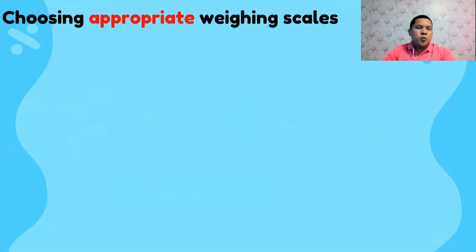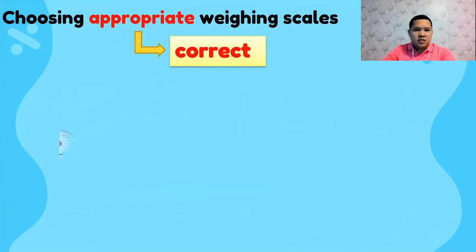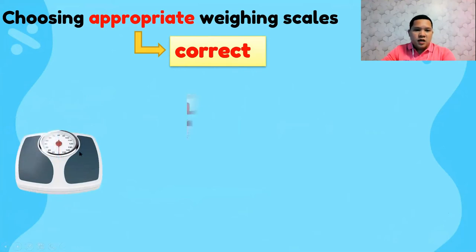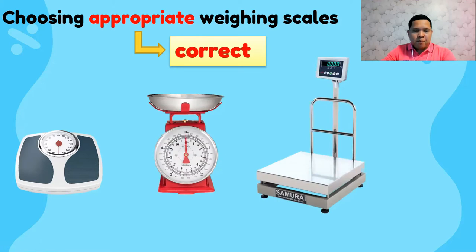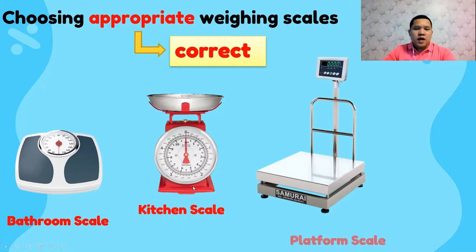Now let's go to choosing appropriate weighing scales. When you say appropriate, it means correct or right. This one is an example of a weighing scale. This one too, and this one. Let us know the names of these weighing scales. This is a bathroom scale. This is a kitchen scale. And the last one is a platform scale. See the difference? They are all weighing scales, but they have their own names.